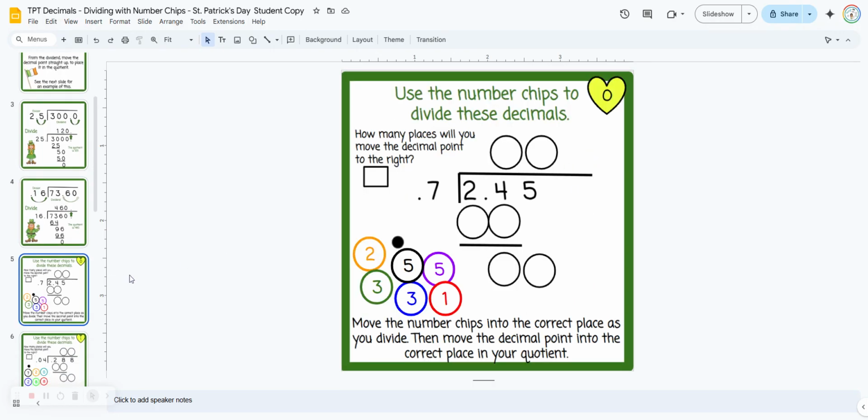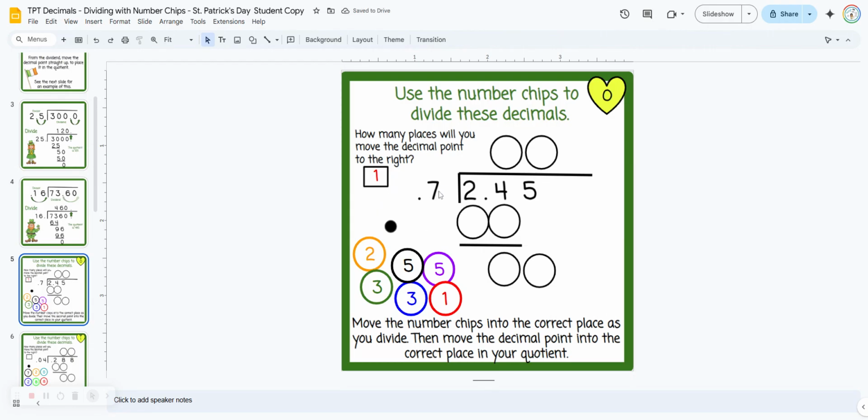Now students are going to start on slide 5. They have these movable number chips and movable decimal point. So the first thing they're going to do is type in how many places they're moving that decimal point to the right. And in this case, they're just moving it one place to the right. So they can refer back to this number when they have to place the decimal point in their answer.